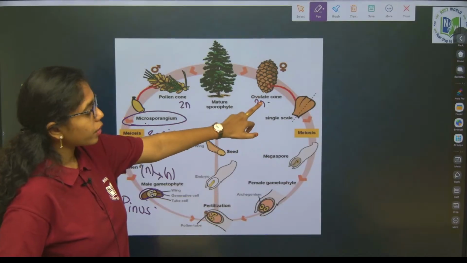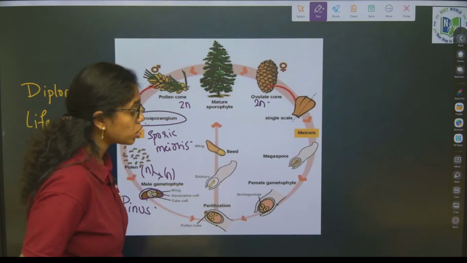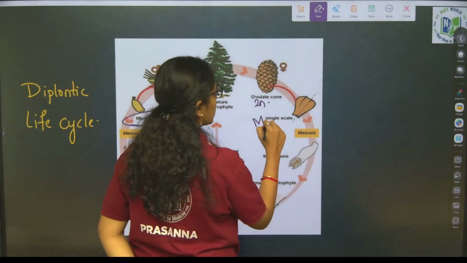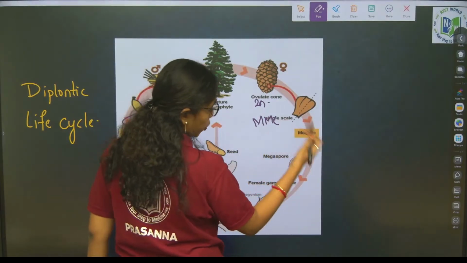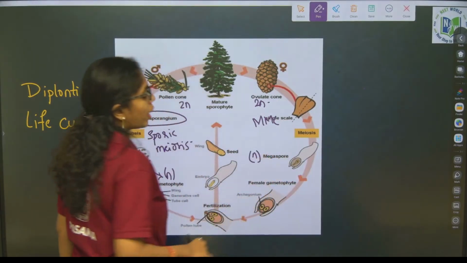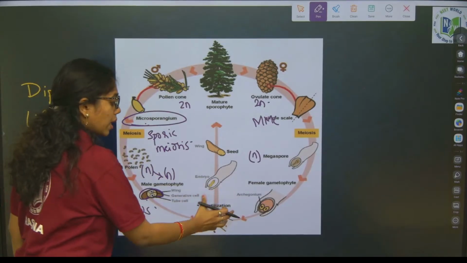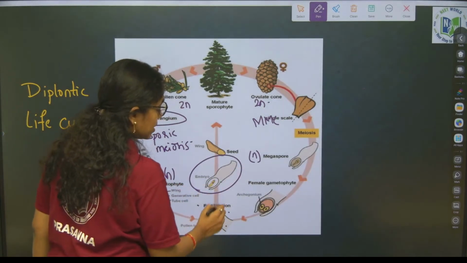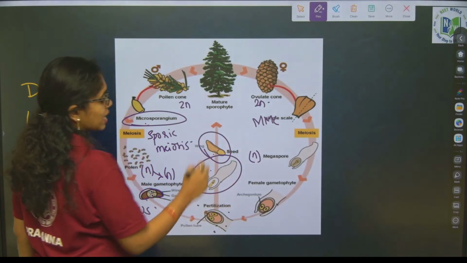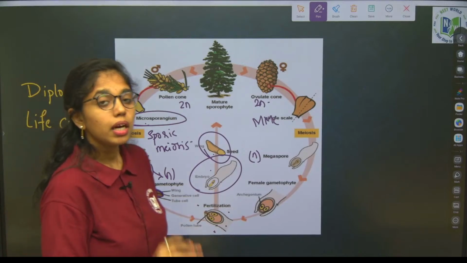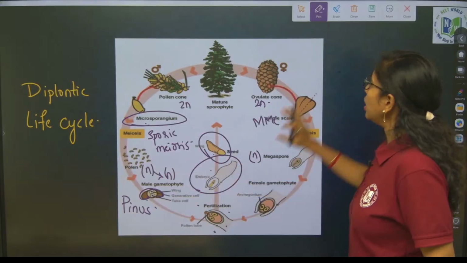Next, ovulate cone or seed cone which is diploid. This megaspore mother cell, which is diploid, will also undergo what? Meiosis, the sporic meiosis, and they form what? Haploid megaspores which differentiate into the female gametophyte. Post fertilization they form what? Zygote will differentiate into an embryo and forms a seed. This seed will be naked without the seed coat, okay. So this is all about the gymnosperms.